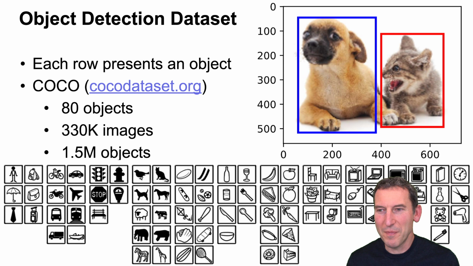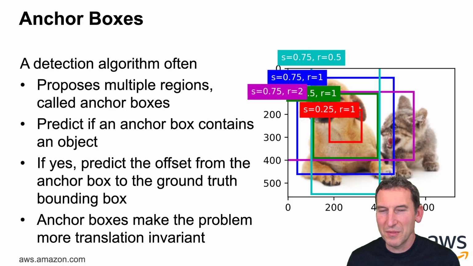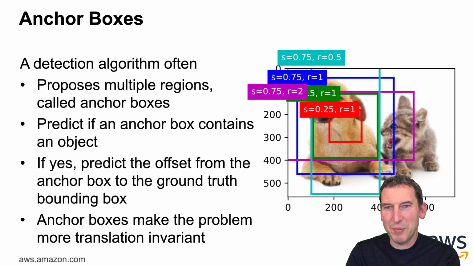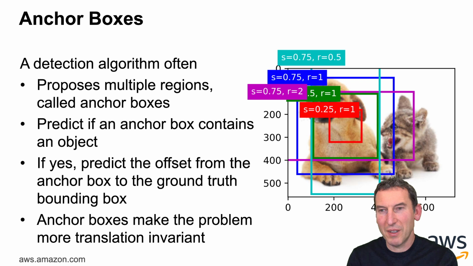So what you basically do is a detection algorithm would go and propose multiple possible regions, and then within those regions, which are also called anchor boxes, try to find out whether an object's in there and where it is relative to that anchor box.